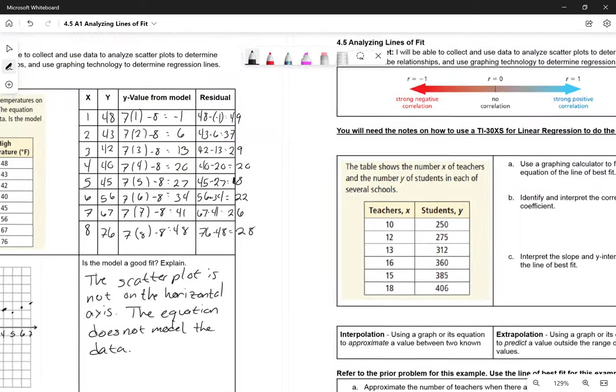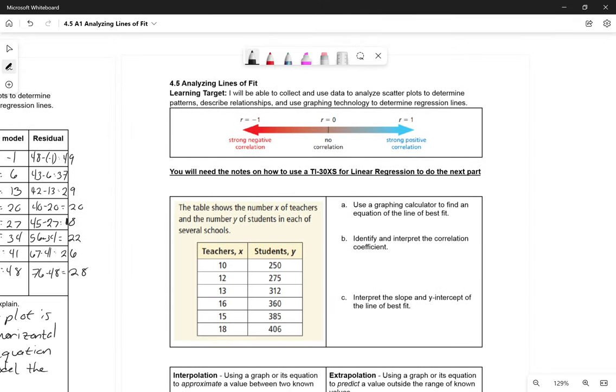So let's take a look here. We can see in our little chart here that when R is -1, it shows a strong negative correlation. When R is 0, there is no correlation. And when R is 1, there is a strong positive correlation.